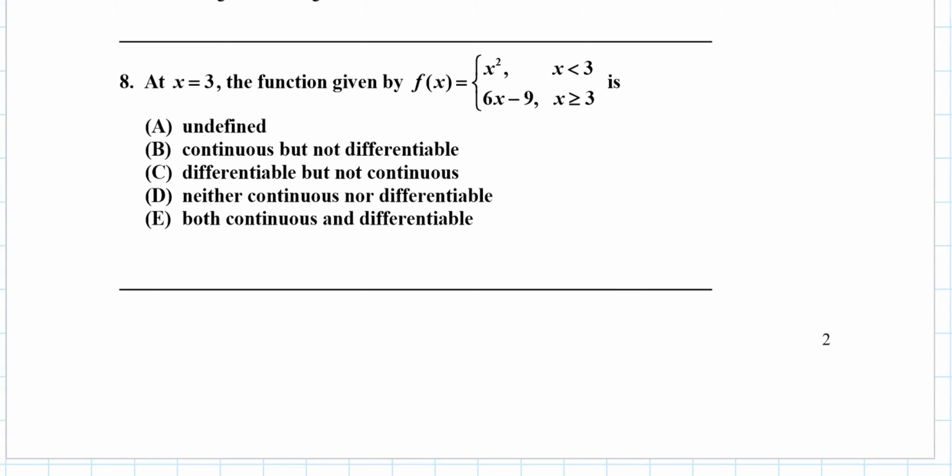Number 8, at x equals 3, the function given by f of x equals x squared when x is less than 3, and 6x minus 9 when x is greater than or equal to 3 is one of these things. So first, let's picture what's going on here. We have a piecewise function that is first defined as x squared. Well, x squared looks like that, a nice parabola.